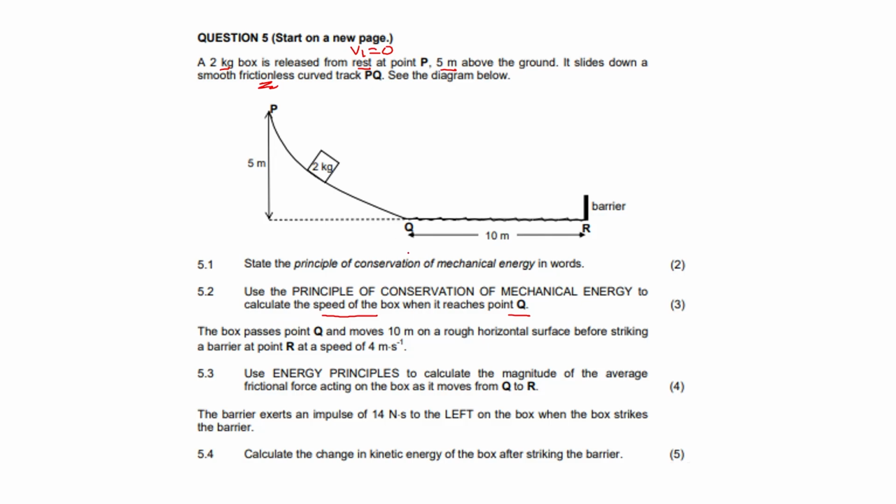5.2, use the principle of conservation of mechanical energy to calculate the speed of the box when it reaches point Q. So when it reaches that point, we can use our formula, mechanical energy at the top equals mechanical energy at the bottom, to get the v. I'm just going to write it down on this page. So EP plus EK at the top is equal to EP plus EK at the bottom. They are the same.